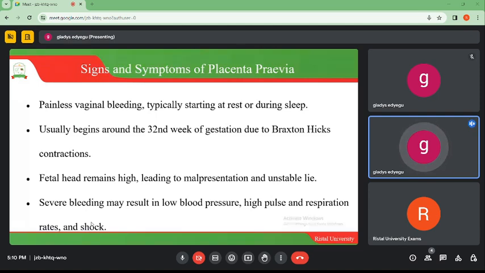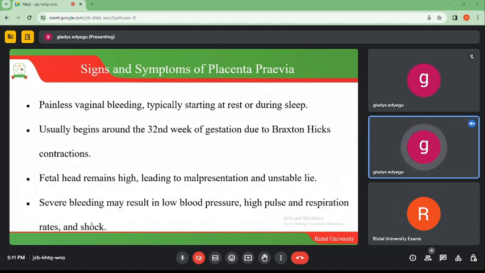So around that time, these mothers can experience bleeding, and if the placenta is located at the lower segment of the uterus, it can cause bleeding, and that can be one of the signs and symptoms of a placenta previa. Then the fetal head remains high. You realize the head of the baby remains high, leading to malpresentation and unstable lie.